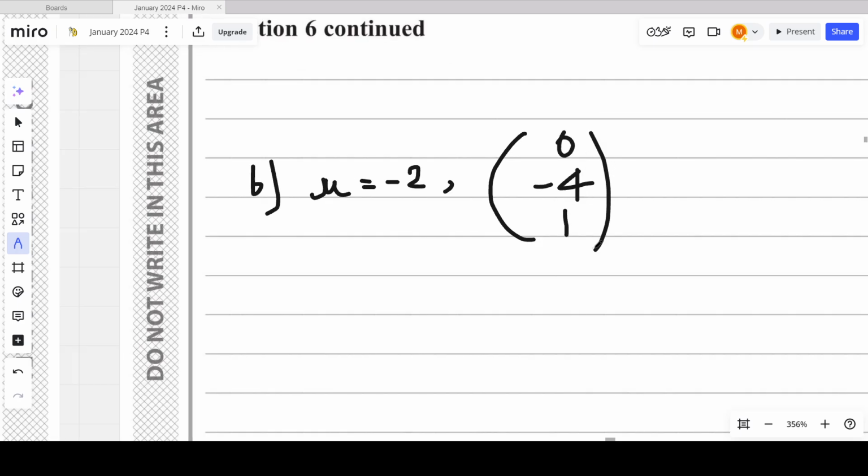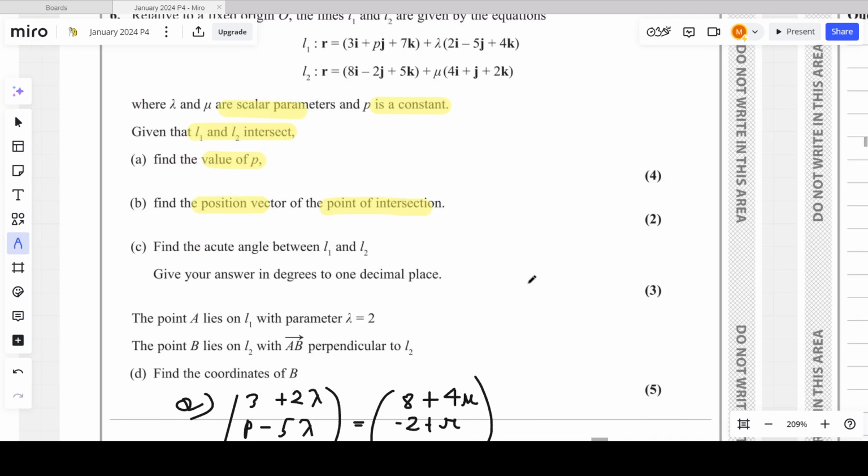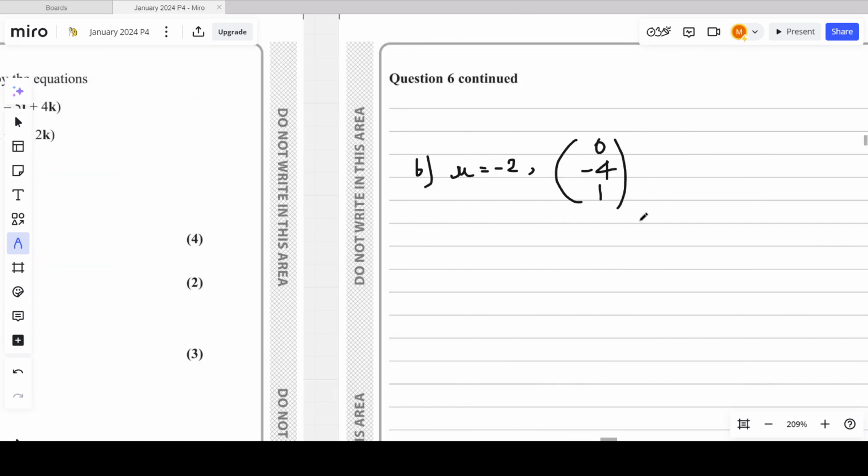Okay, so we got the point of intersection of the two lines L1 and L2, that is 0, minus 4, and 1. They wanted the coordinates, the position vector of the point of intersection. That's the value. That's the position vector.